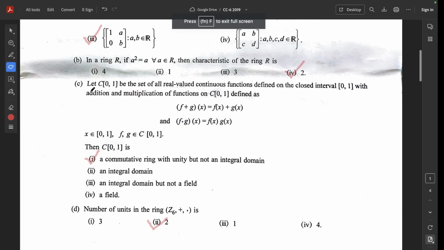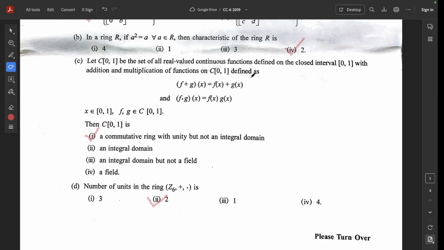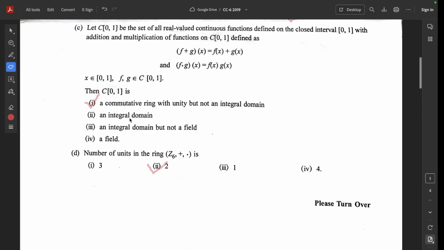Question 1c. Let C[0,1] be the set of real valued continuous functions defined on the closed interval [0,1], with addition and multiplication of the functions on C[0,1] defined as (f plus g)(x) equals f(x) plus g(x), (f·g)(x) equals f(x)g(x), where x belongs to the closed interval [0,1], and f and g belong to C[0,1]. Then C[0,1], the real valued continuous functions on the closed interval [0,1], is a commutative ring with unity but not an integral domain. Correct option is 1.